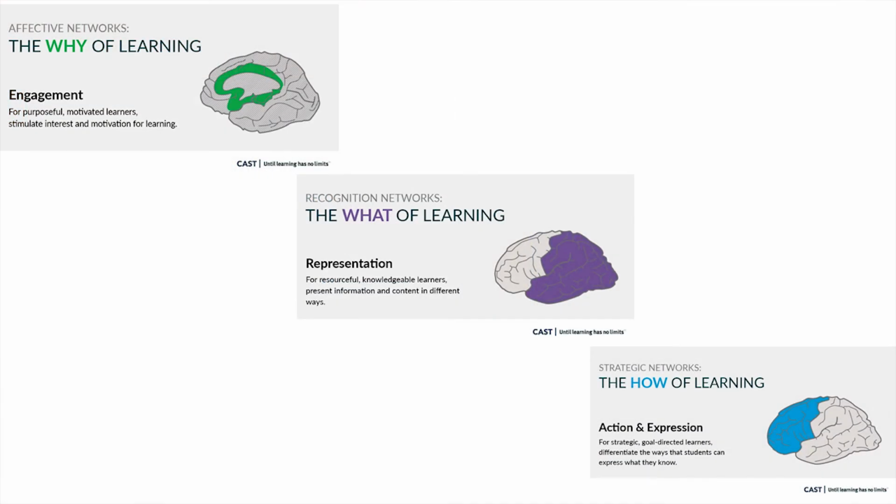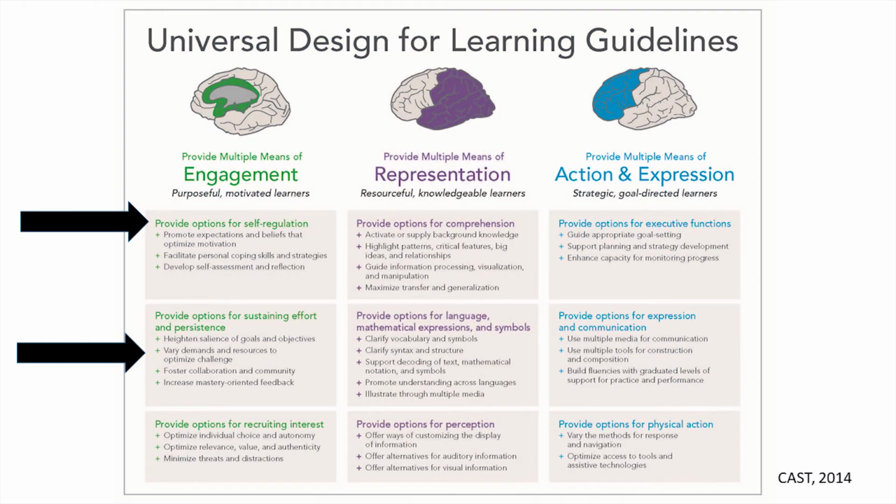This overview of the 3 networks and the principles has been very brief, and of course there's much more to learn. But this description of the principles and brain networks is a lot, which is why CAST created this graphic and gave us more detailed information to break down the principles. Under each principle are the guidelines. These break each principle into 3 major pieces to help focus the design process. The checkpoints further clarify the guidelines.